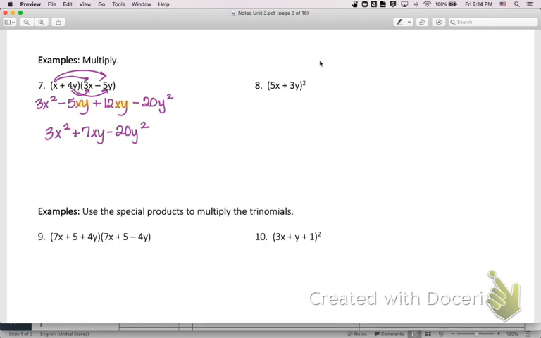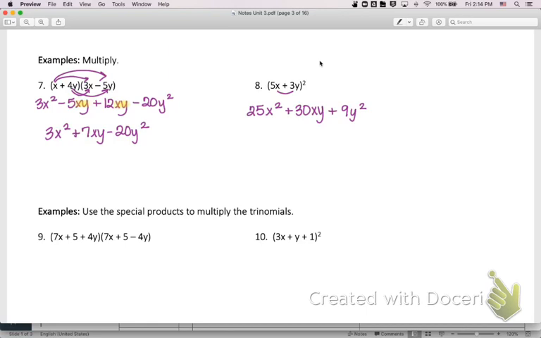Number 8, we're squaring a binomial. We can do this exactly the same way we've done everything else. Square the first, so that's going to be 25x squared. Square the last, that's going to be 9y squared. Multiply is 15xy. And double, so we get plus 30xy. And this should be a plus, okay?